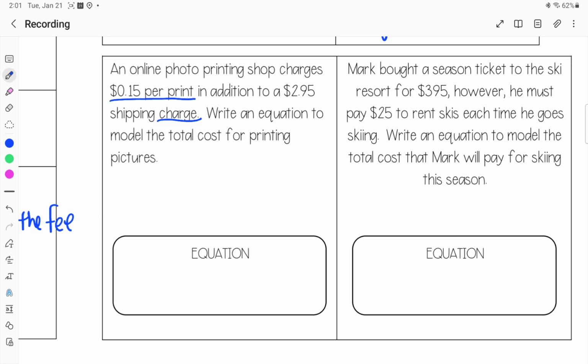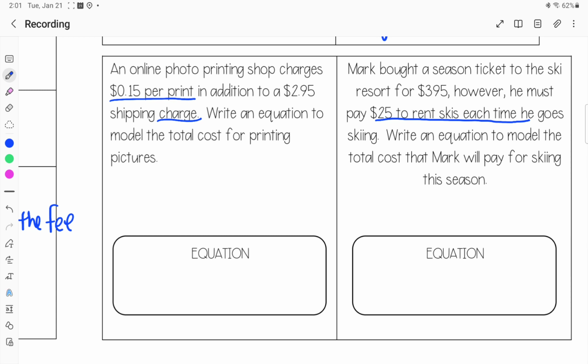So write your equation. And the second one says Mark bought a season ticket to the ski resort for $395. However, he must pay $25 to rent skis each time he goes. So he's got to pay this each time he goes. Write an equation to model the total cost that Mark will pay for skiing this season.